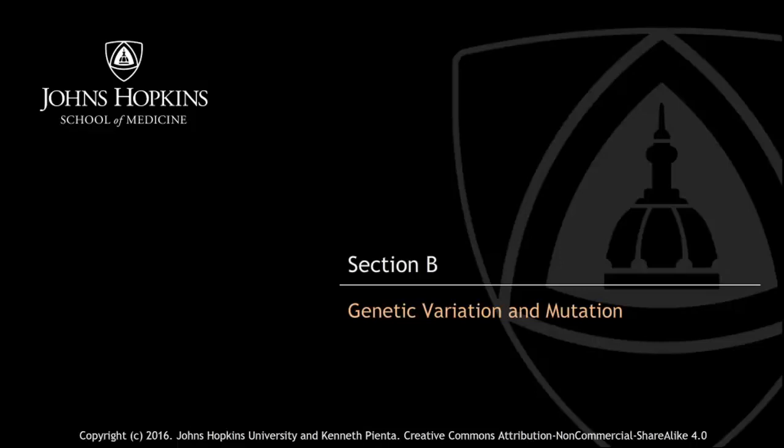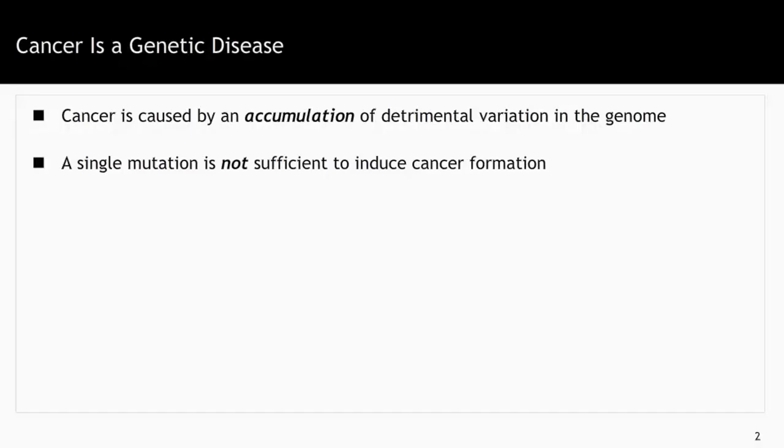So welcome back. In this section, we'll be talking about genetic variation and mutation. Let's come back to our first idea of cancer as a genetic disease. Cancer is caused by an accumulation of detrimental variation in the genome. So what is that detrimental variation in the first place, and where does it come from?